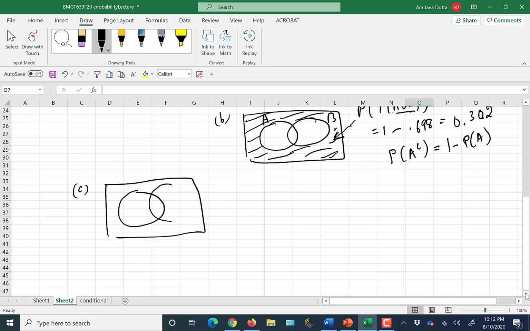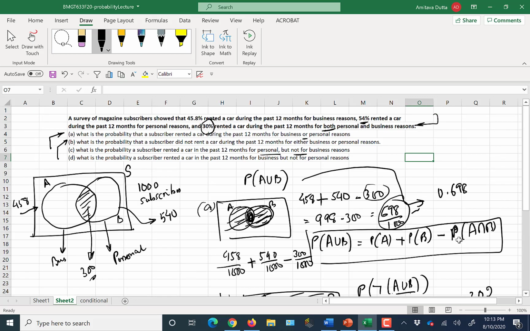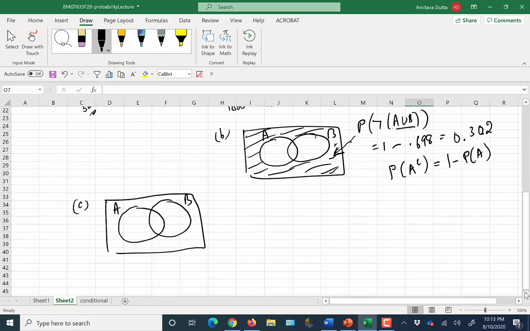So here's A, here's B. A is all the subscribers who rented the car for business reasons. B is all the subscribers who rented for personal reasons. And part C says, what is the probability that the subscriber rented for personal but not for business? So they rented for personal but not for business. So I want this area. These are all the subscribers who rented for personal reasons but not for business reasons.